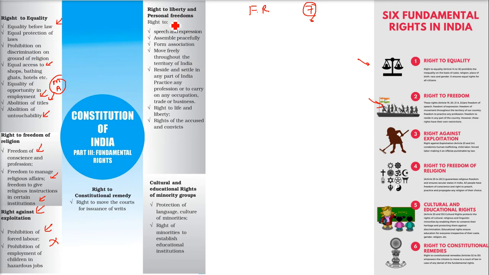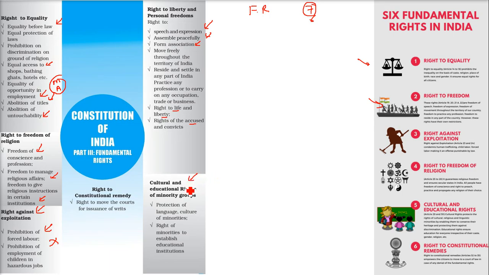Right to liberty and personal freedom. So this says that you can give speech, you can express, you can assemble peacefully, that is, you don't have arms with you, you can form associations, you can go anywhere in the country, you can reside and settle and do whatever work you want, any profession you can take, any occupation you can take. And the right to life and liberty, that is, your life cannot be taken, other than if you have done something very wrong under the law. And the right of the accused, or those people who are convicts, they also have certain laws. This comes under the right to liberty and personal freedom.